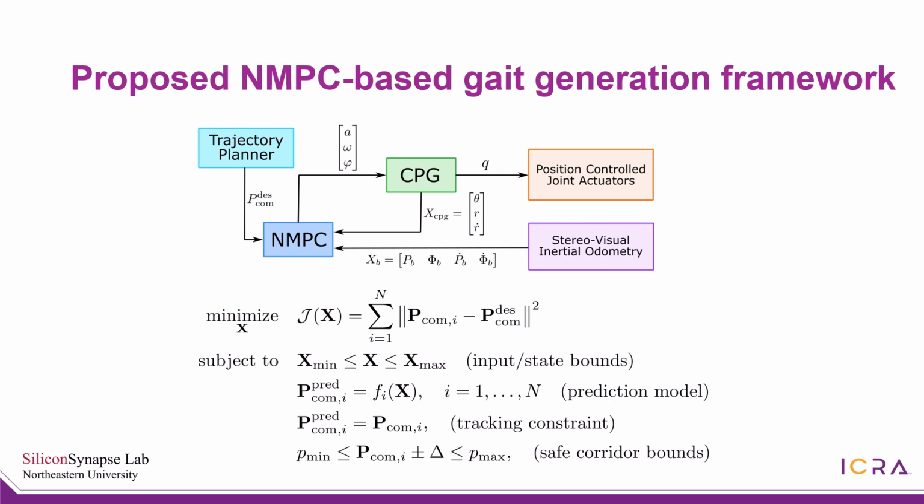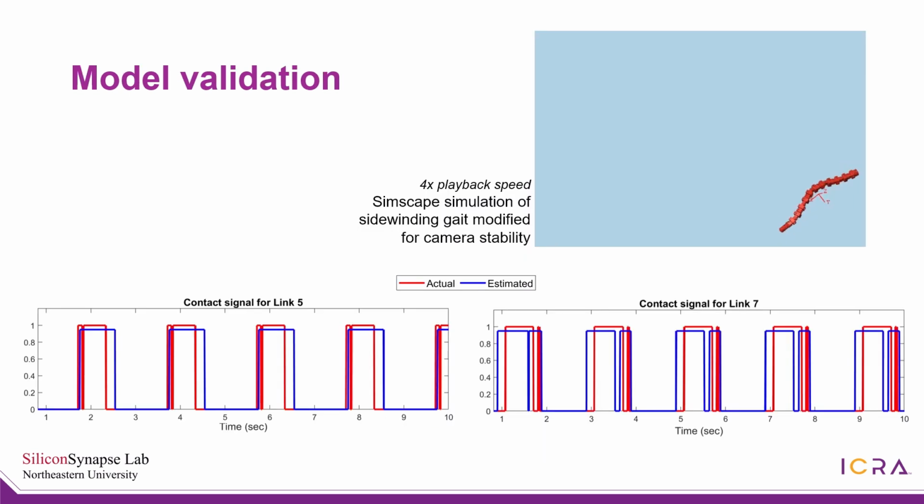We abstract away low-level joint trajectories with a central pattern generator and solve for CPG parameters of amplitude, frequency, and phase using a nonlinear model predictive approach. In each iteration, we minimize the path tracking error subject to constraints of the motion model and, crucially, the size of the bounding box based on the available space. If required, we can add additional constraints here for task-specific objectives such as stable camera trajectories or sensor coverage during motion.